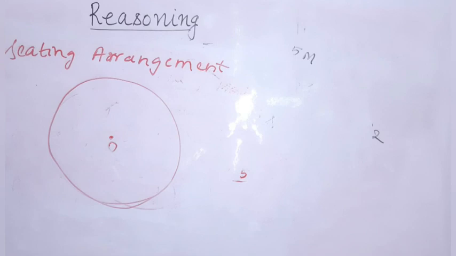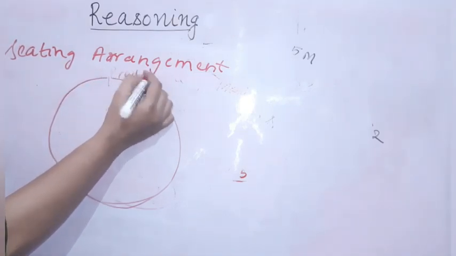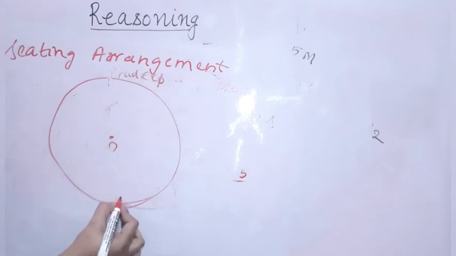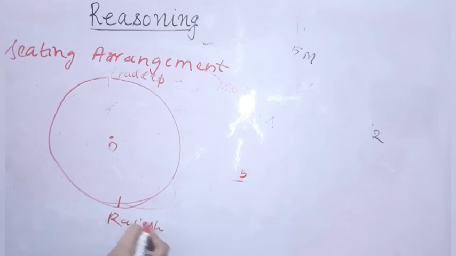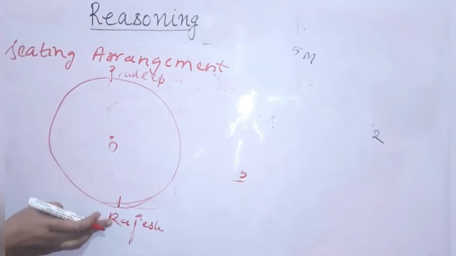So you have to start from the last statement. The last statement says that Pradeep and Rajesh are opposite to each other. Opposite means in the opposite direction. So let's say Pradeep is sitting here. Rajesh will be sitting here because both of them are in opposite directions. Now the second last statement: Kriti is between Rajesh and Amit. So this is Rajesh.